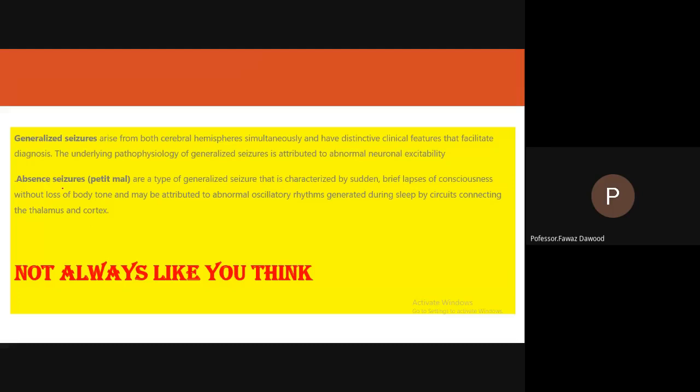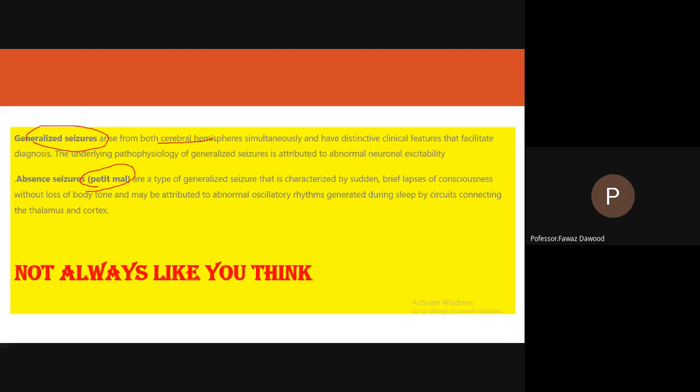And here we could demonstrate that there are generalized seizures, which usually represent from the cerebral hemisphere, and abnormal neural activity is going to occur, and even the absence of this petit mal. هذا مهم جدا أرجو أن تنتبه عليه.